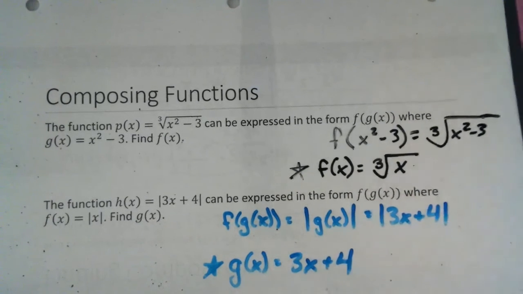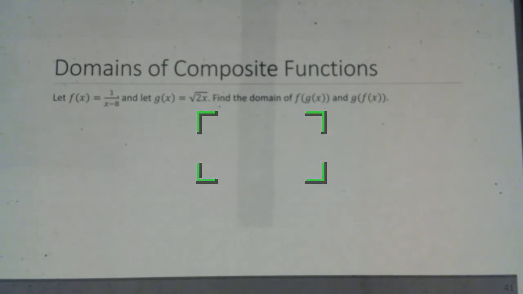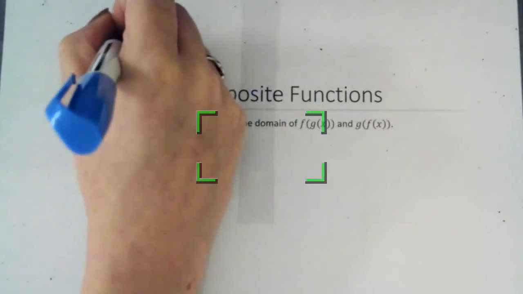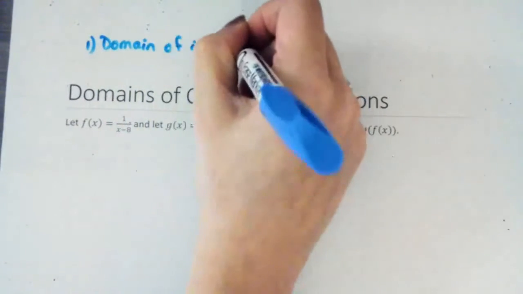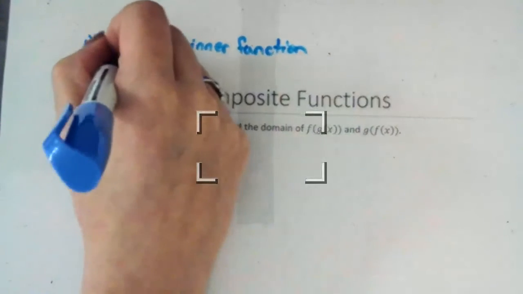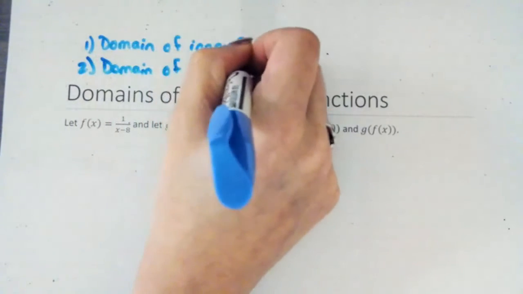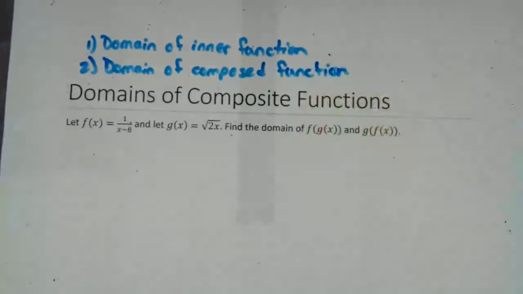Quite possibly the trickiest part of this section is figuring out domains of composite functions. But if you can remember the two things you're looking for, you'll be able to figure it out. First, you're going to restrict it to the domain of the inner function. And then we're going to have to check the domain of the composed function. And I'll walk you through these.